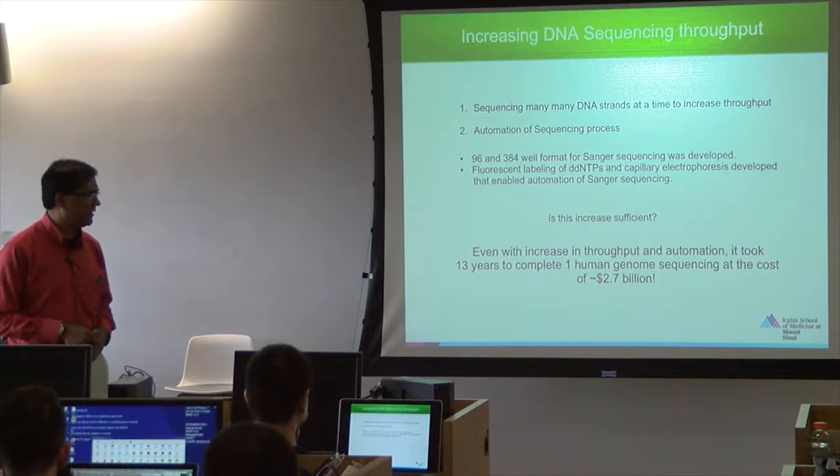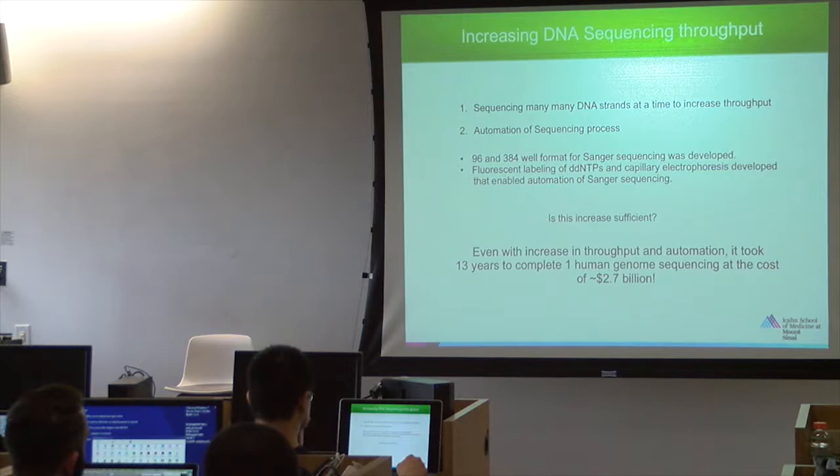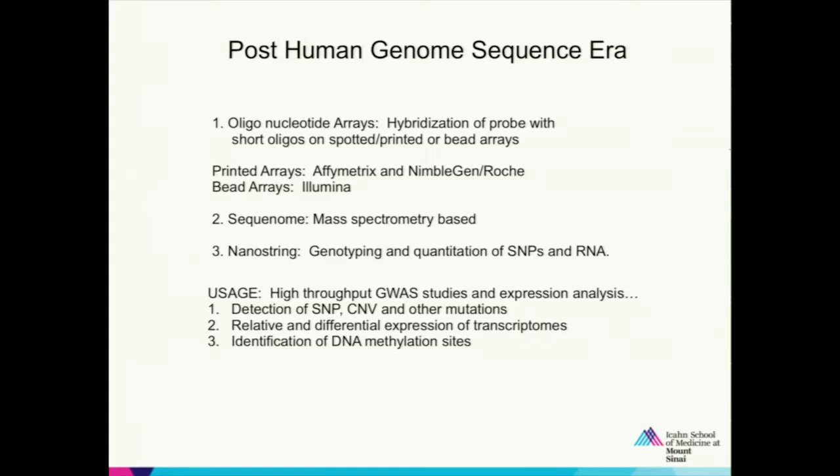Okay? So that was the automation process. This was Sanger sequencing taking this much time. Right? And that was a big deal. We understood how the human genome was coded. Then what do we do with that now? Right? We have the entire human genome at our disposal. We know the sequence of all the genes, all the chromosomes. So what do we do?